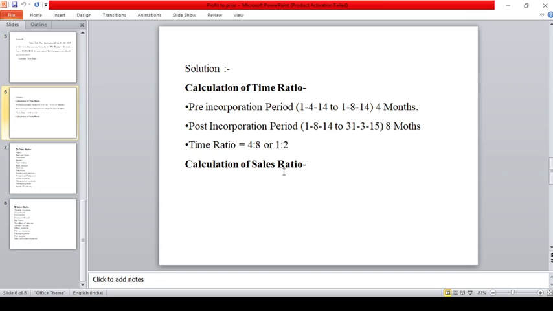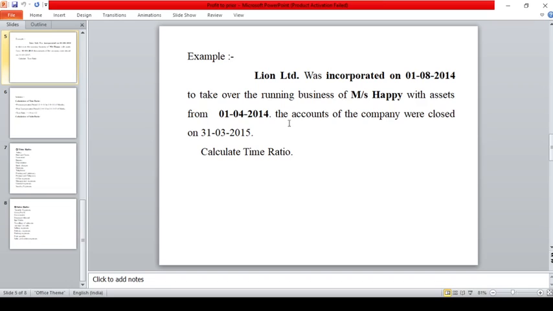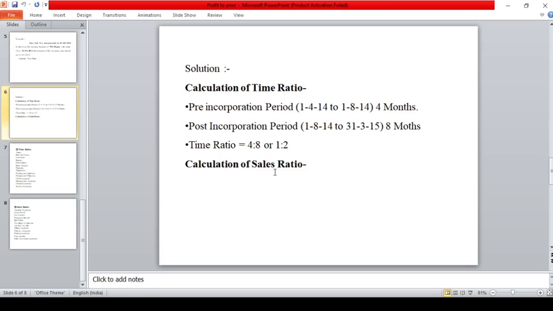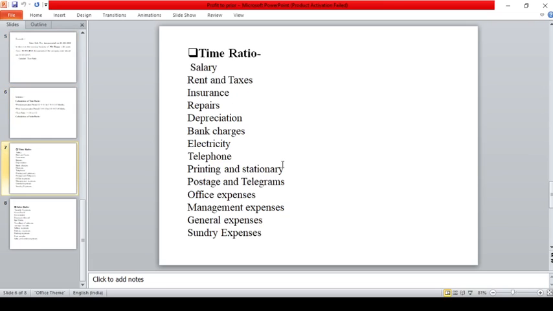And for the calculation of the sales ratio, the appropriate information is not given in this problem. If the sales for the pre-incorporation period were given, this much of the sales, and this much of the sales for the post-incorporation, then it would be easy to calculate the sales ratio, but the information is not given in that problem. Okay, so now see the next slide.